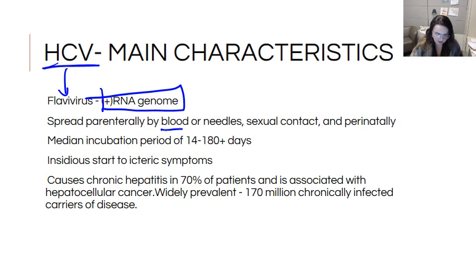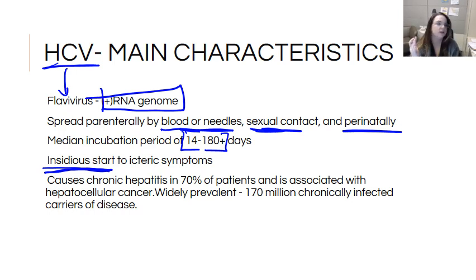It can be spread in blood or needles, through sexual contact, and perinatally in utero. It has a median incubation time of 14 to 180 days, so highly variable. One of the reasons we have this super variable incubation period is that it has this insidious start to icteric symptoms. So if you think about the three phases of hepatitis, you have prodrome, which is pretty much like any other infection. It's characterized by fever and myalgia, maybe some discomfort, but nothing very specific.